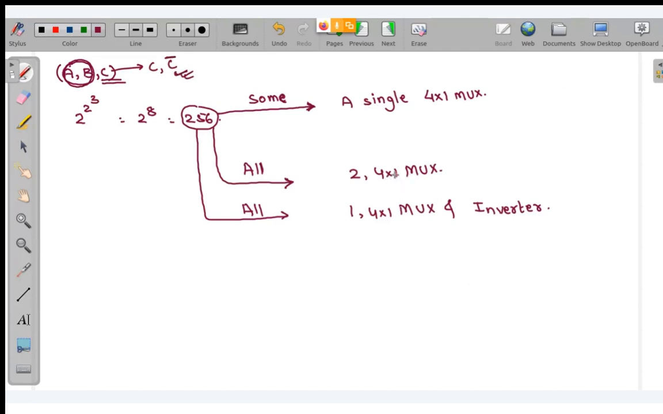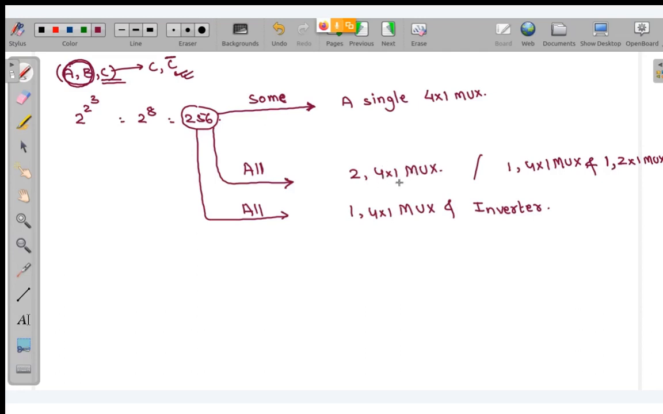Even a single 2 cross 1 mux will do. You can either take two 4 cross 1 mux, or you can take one 4 cross 1 mux along with one 2 cross 1 mux. Why? Because I require one C complement, which I can construct either using a 4 cross 1 mux or using a 2 cross 1 mux. So you can see that for constructing these 256 functions, I require a minimum of two 4 cross 1 mux.